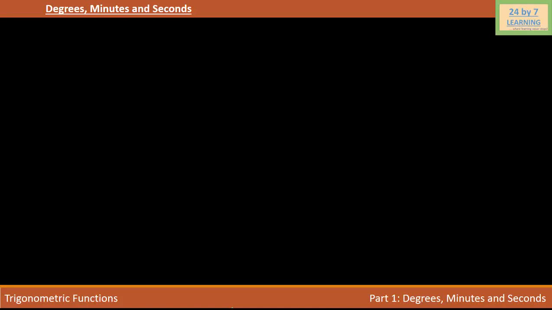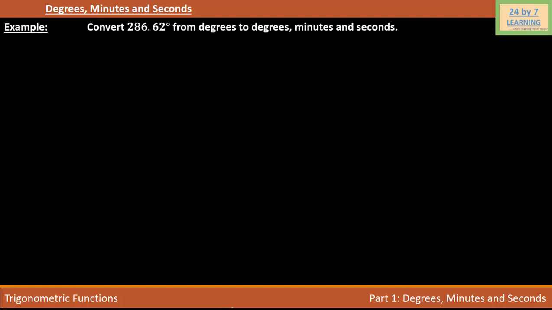Degrees, minutes and seconds. In this video, we are going to talk about how to convert the value of an angle given in degrees to degrees, minutes and seconds. So our question is, convert 286.62 degrees from degrees to degrees, minutes and seconds. As you can see, the value of my angle is given as theta is equal to 286.62 degrees.